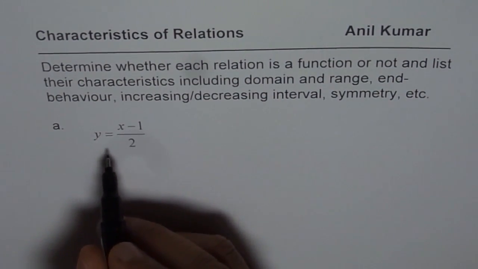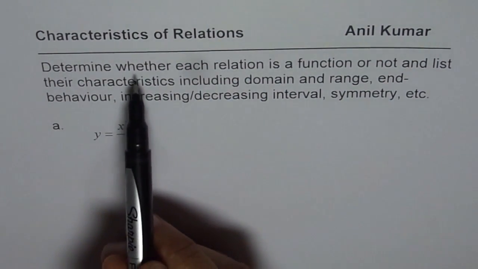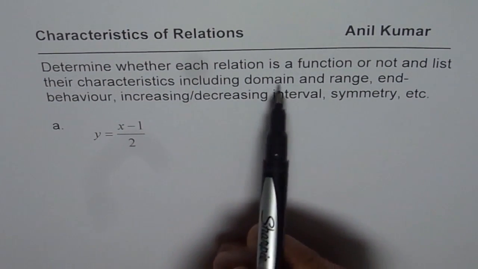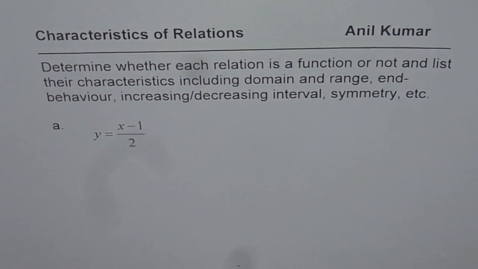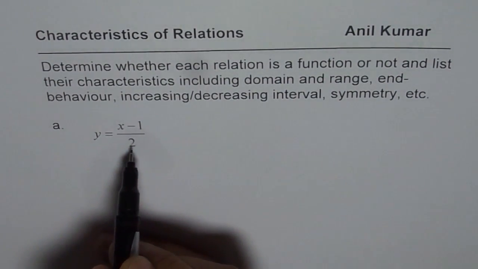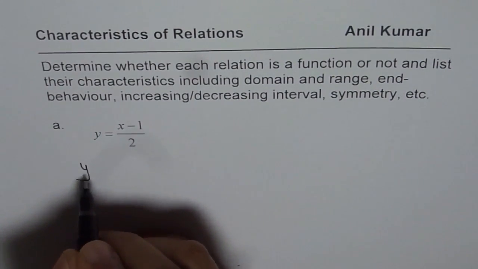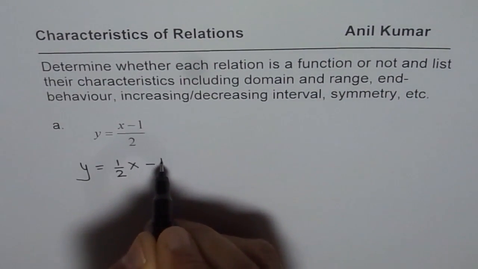So we have y equals x minus 1 divided by 2, and the question here is: determine whether each relation is a function or not, and list their characteristics including domain and range and behavior, increasing, decreasing intervals, symmetry, etc. So there is a range of characteristics which we can discuss for the given function. We can rearrange this a bit and rewrite it as y equals half of x minus half.